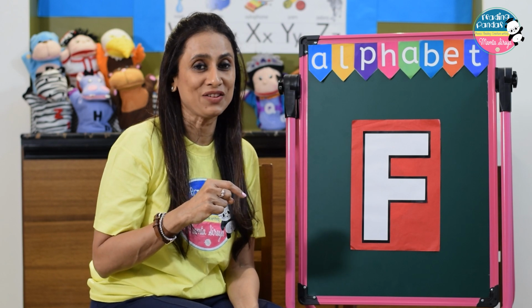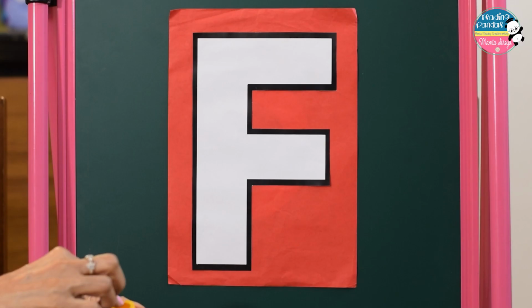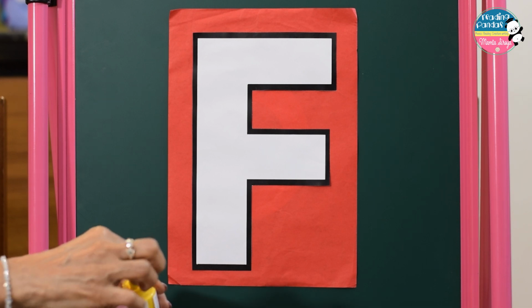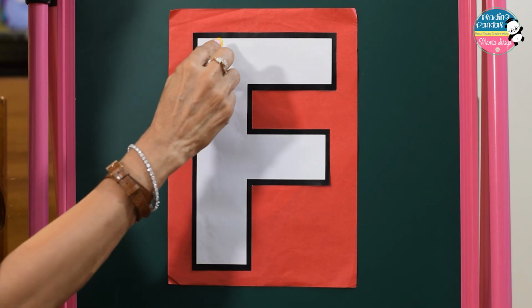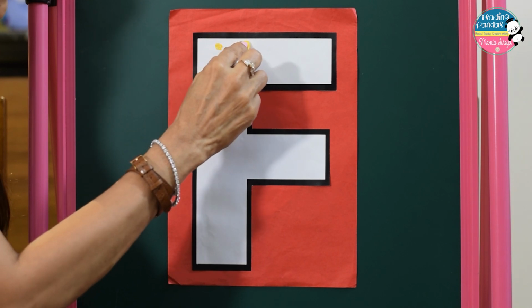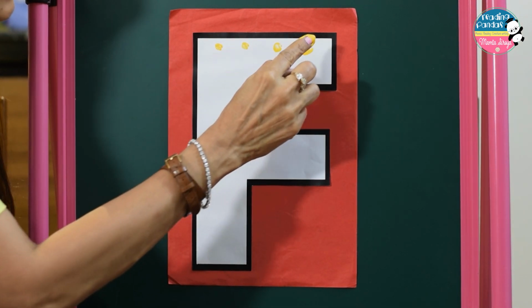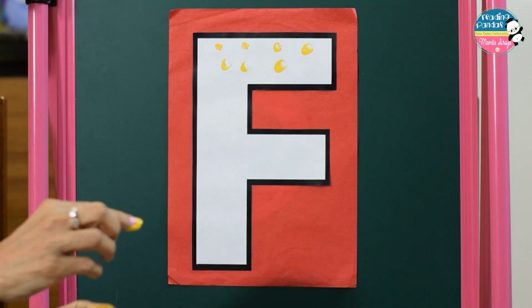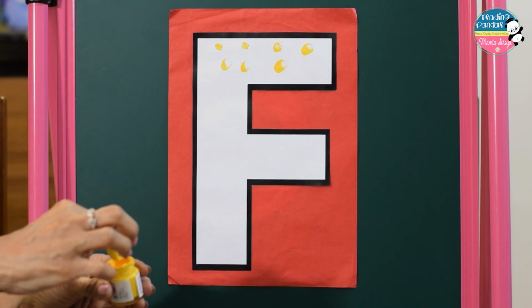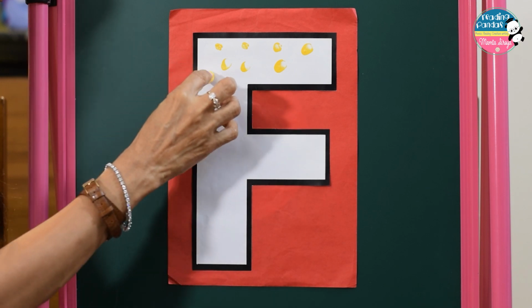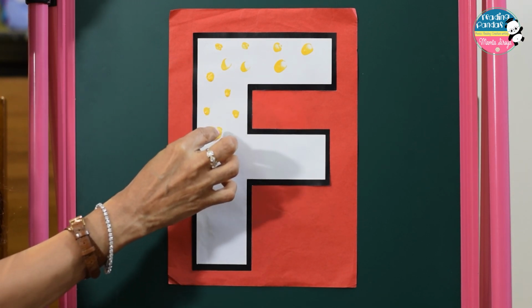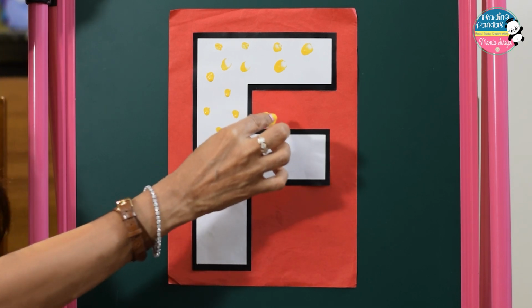Are we ready? Yes! Let's start. Here, I'm going to dip my finger in this lovely yellow color and I'm going to go finger painting. Yes, are you doing it with me? Yes, very good. Your finger begins with the sound F, and this is finger painting.